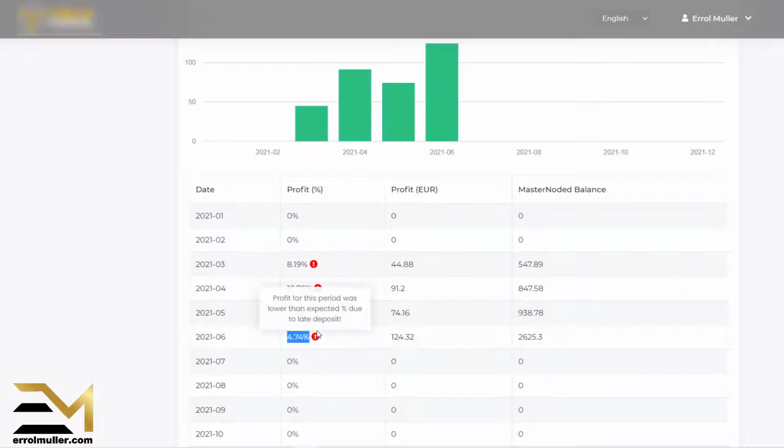So if I hover over any one of these exclamation marks, it will tell you profit for this period was lower than expected percentage due to late deposit. So what they do is they literally take all of your funds, depending on when your deposit came in, they do the calculation, and then they give you the interest percentage for your entire balance. So I made a deposit in this month, I made a deposit in this month, I did not make a deposit in this month, and then I made another huge deposit in this month. As you can see, here's the master noded balance: 500 euros, 800 euros, 900 euros, and then all of a sudden 2,600 euros master noded.